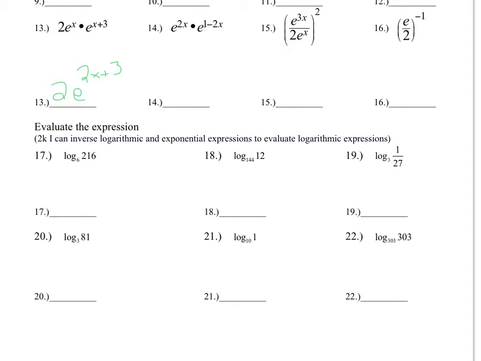For number 14, again, we add exponents. And when we add those two, they will cancel one another out, leaving simply e to the first, or e.